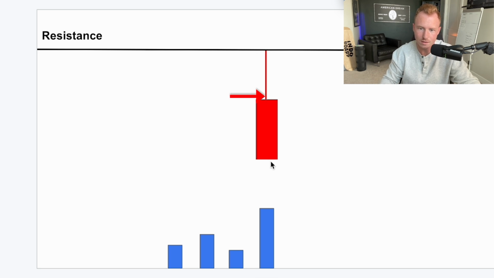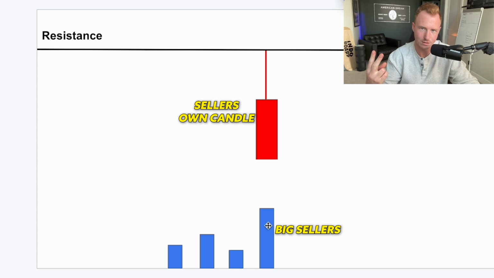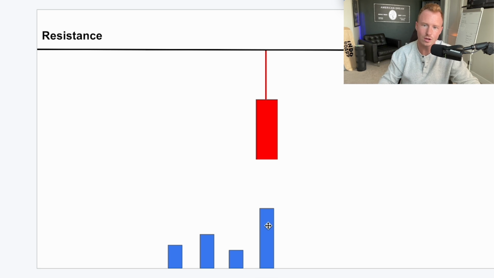We closed at the very bottom of this candle. What does that tell us? For one, sellers own this candle. But if we look at the volume, as we can see, not only did sellers own this candle, we can tell it's big sellers. Sellers with a lot of money own this candle. And once this candle closed, I want to get in right after this, and I can put my stop loss right above this wick. Same thing on the other side.